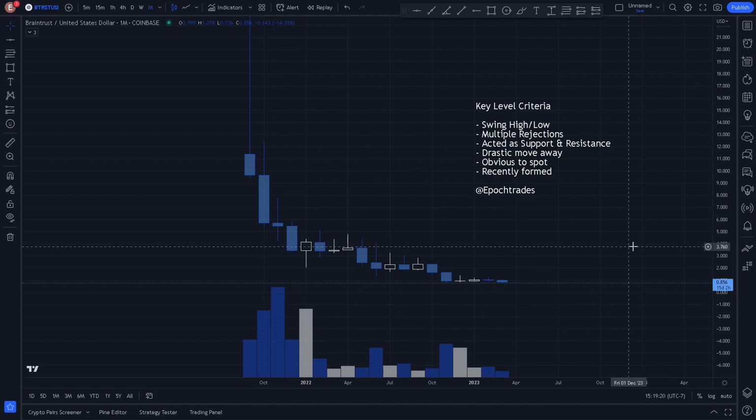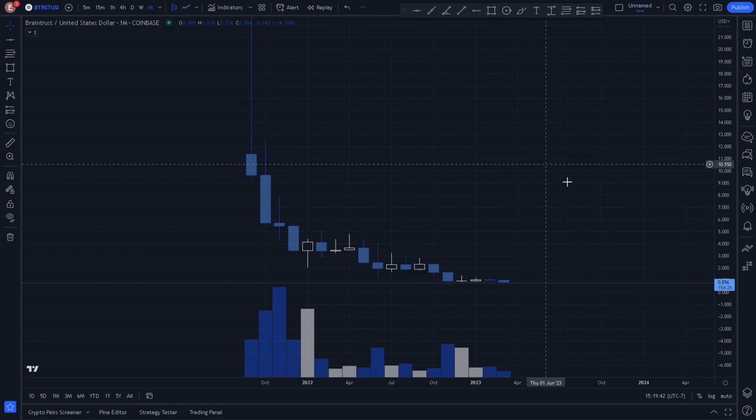Today we're going to be covering key levels on the monthly and weekly time frame for Brain Trust. So, as always, our key level criteria: we look for swing highs and swing lows, multiple rejections acting as support and resistance, drastic moves away, obvious to spot, and recently formed. So, let's go ahead and hop right in.